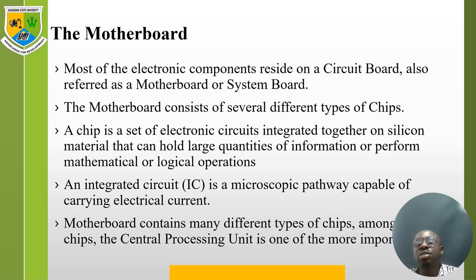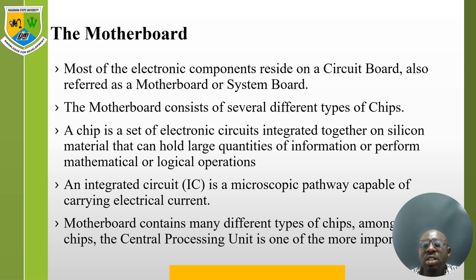The motherboard consists of several different types of chips. A chip is a set of electronic circuits integrated together on silicon material that can hold large quantities of information or perform mathematical or logical operations. All right, an integrated circuit is a microscopic pathway capable of carrying electrical current. Motherboard contains many different types of chips. Amongst the chips are the central processing units.